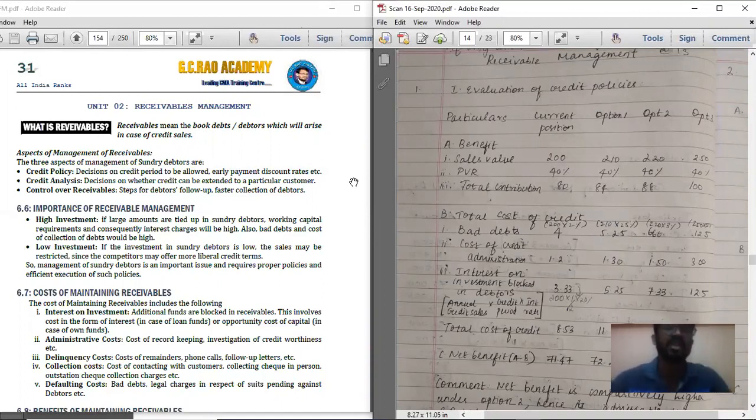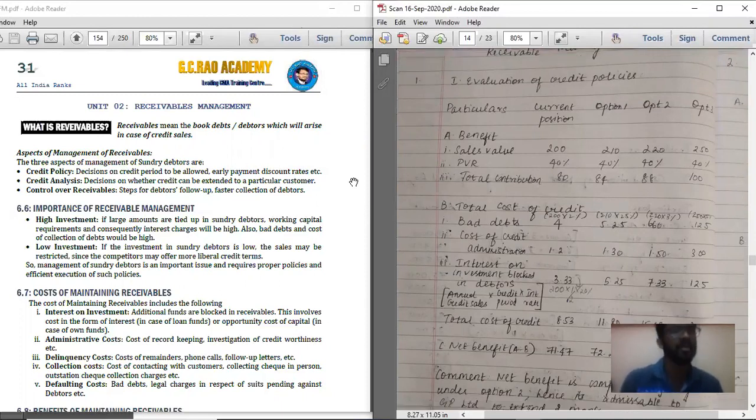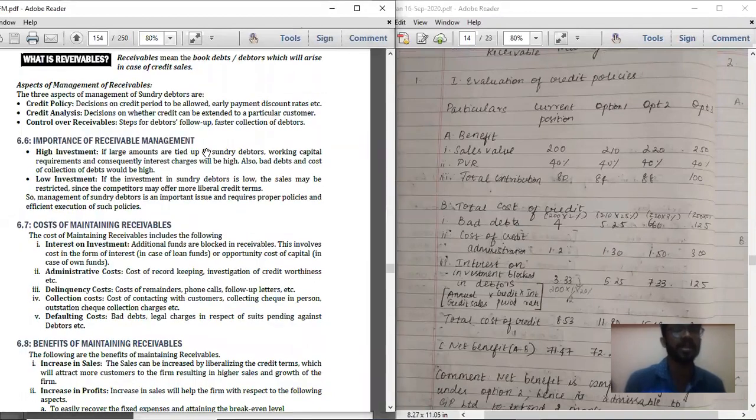So basically, receivables management means debtors, that is book debts which will arise in case of credit sales. Whenever you are selling products on credit, there are some receivables which are going to be received in future. That is called debts, book debts. And aspects of management of receivables, that is what are the different managements which can be done based on these receivables. One, credit policies: decision on credit period to be allowed.